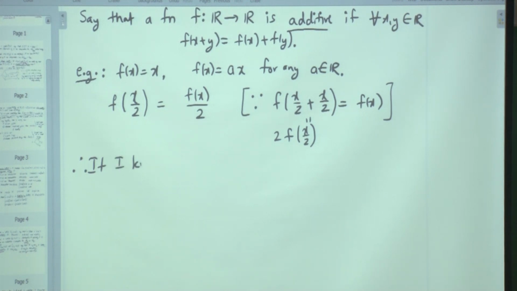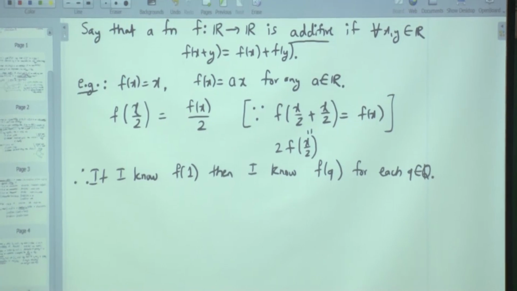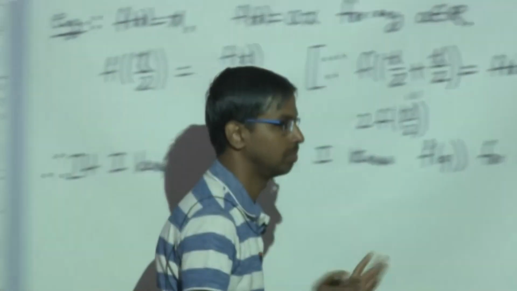So therefore, if I know f of 1, then I know the value of f of q for each q in Q. Do you agree with this? Because f of q is going to be q times f of 1. Okay. So far we know the values of this function for rational numbers.